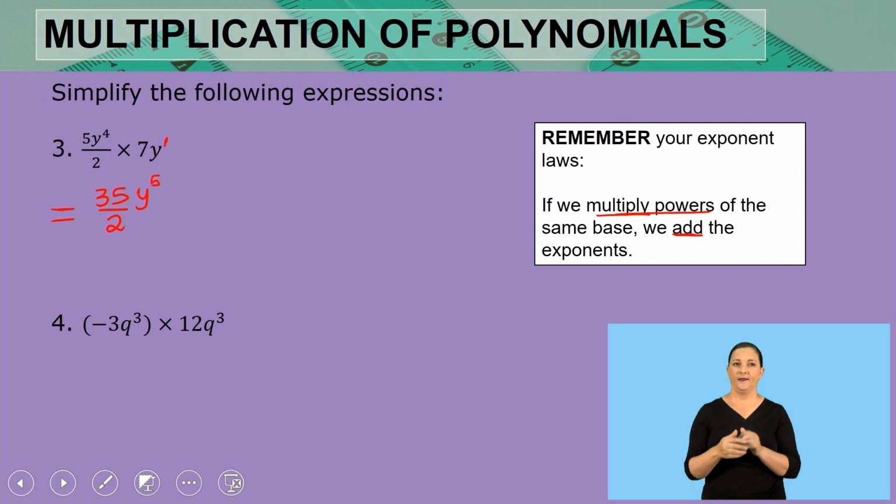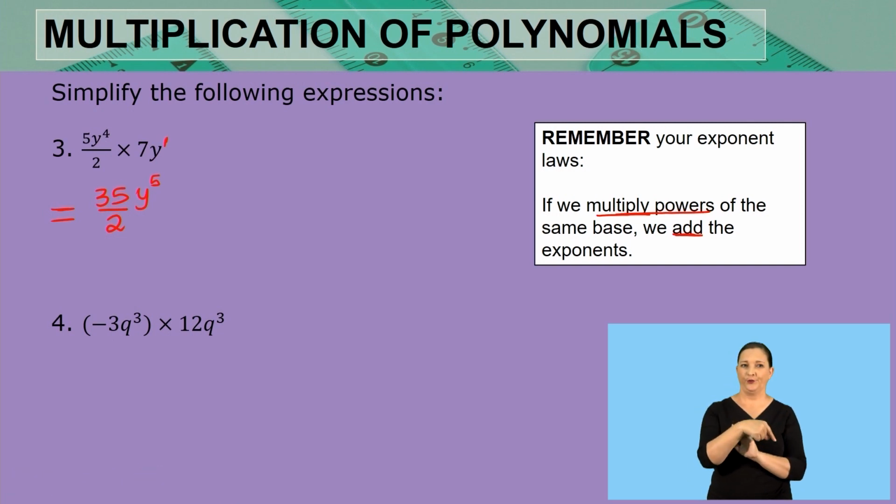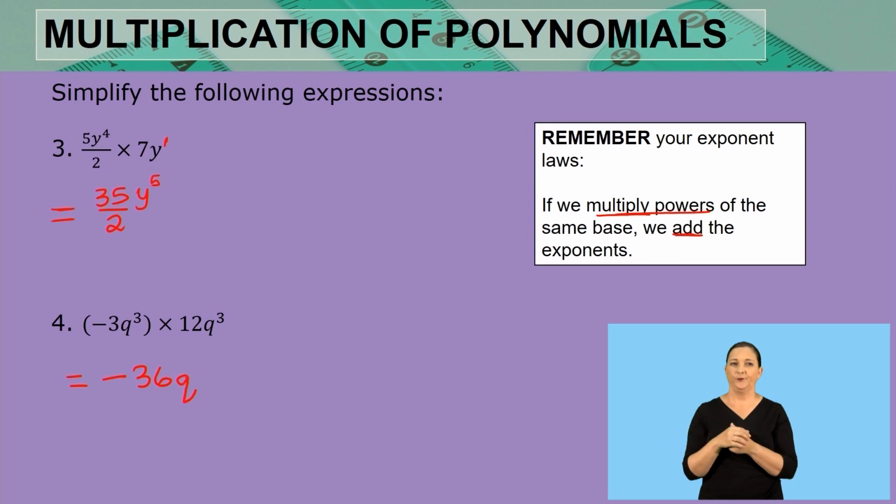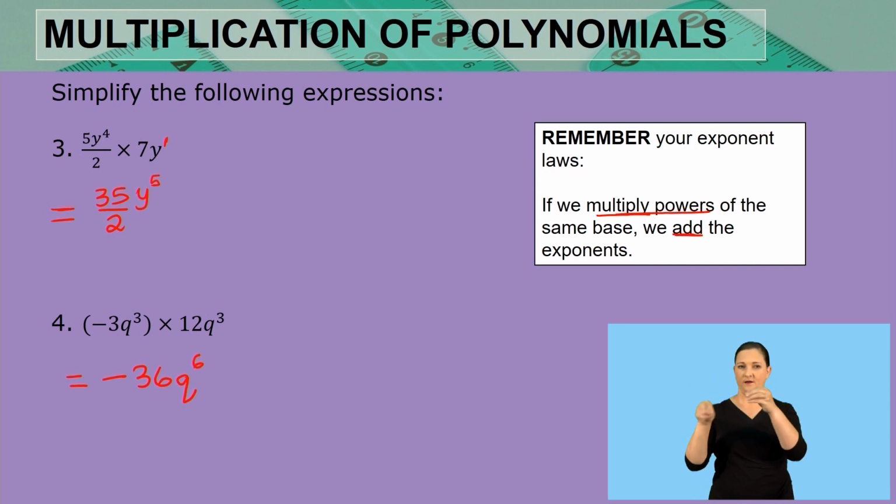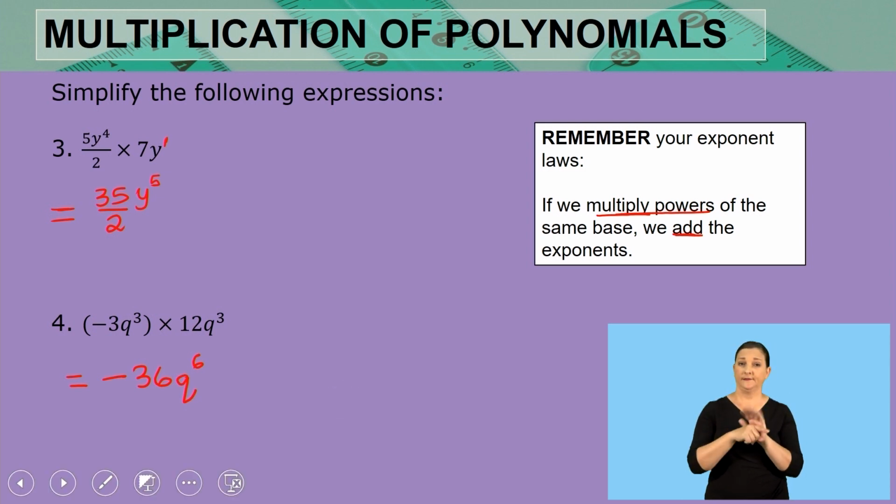Then we have negative 3q cubed multiplied by 12q cubed. And what are we going to do? We're going to multiply the integers, that is negative 3 multiplied by 12. That gives us a negative 36. And then we have q exponent 3 multiplied by q exponent 3. Same base, we add the exponents, so that is going to give me a q exponent 6. So our final answer is negative 36 q exponent 6.